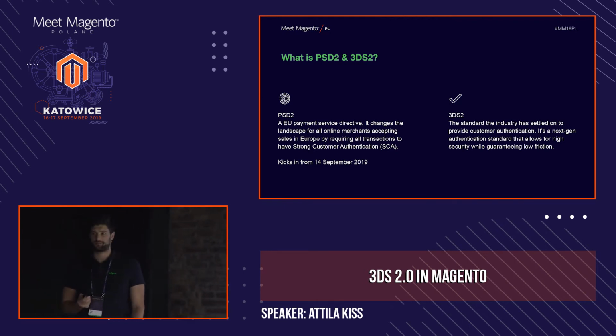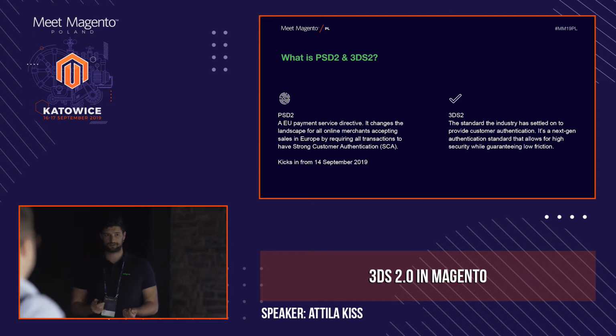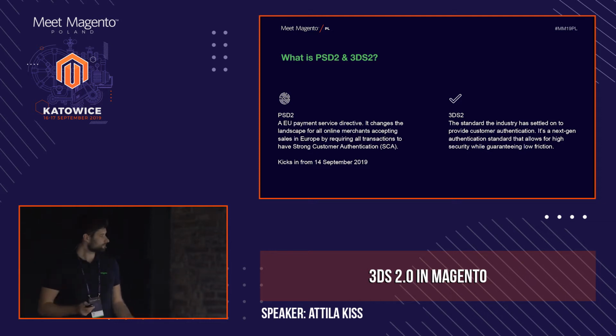PSD2 is an EU Payment Service Directive, which requires all European merchants to have strong customer authentication for all transactions, which is really nice because it adds an extra security layer for all the transactions. What is 3DS2? This is a next generation industry standard that was developed by the issuers and EMVCo, and enables the merchants to have a really frictionless integration and really high security.